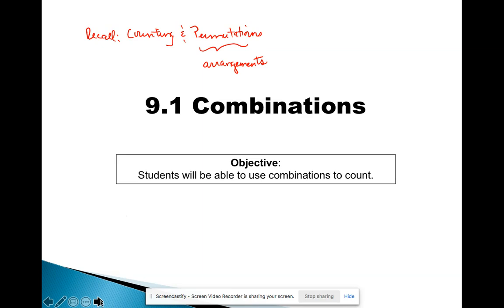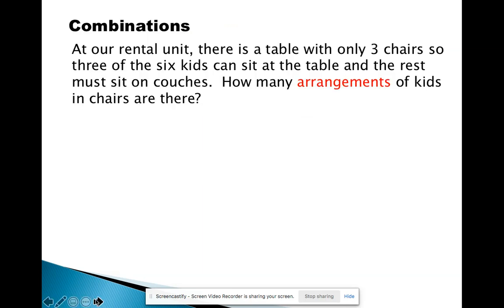So today we're going to be talking about moving from those permutations, arrangements, to something called combinations. So first, let's just start off. I'm in a rental unit. We're going snowboarding, and there's a table in the rental unit, but there are only 3 chairs. So when the kids are sitting down, 6 kids, only 3 of them can sit at the table. The other 3 have to sit on the couches. How many choices are there?